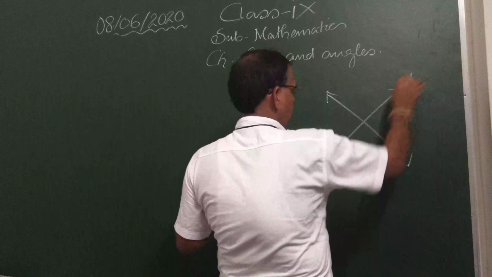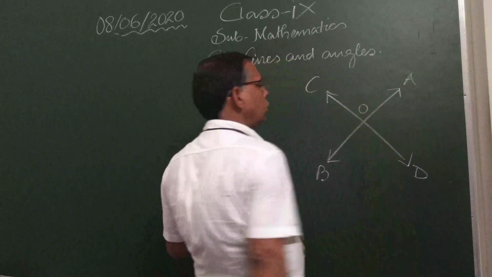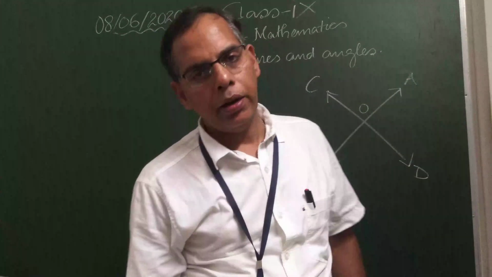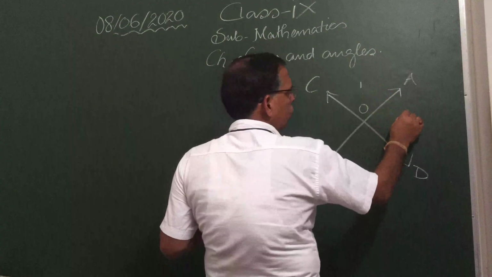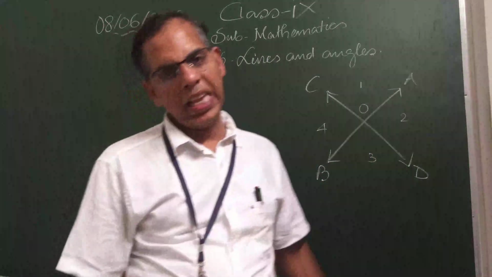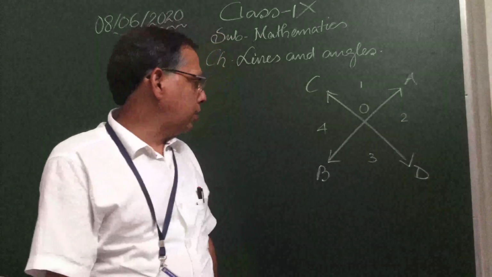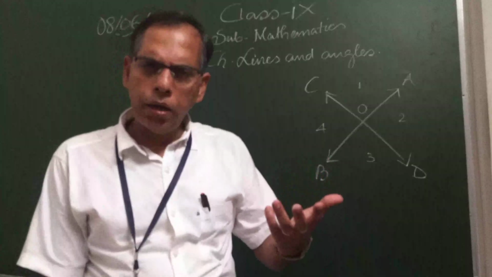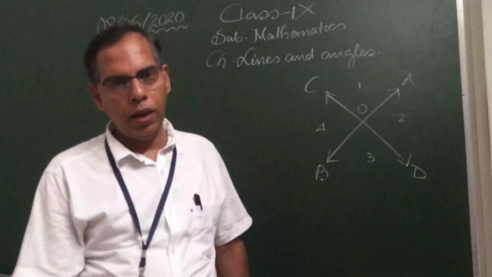See, A, B, C, D, and this is the point of intersection. AB and CD are two rays intersecting each other at O. How many angles? 1, 2, 3, 4. Four angles form, same as in your graph. But the only difference is that it may not be 90 degrees. It may be 90 degrees, no problem, but not necessarily 90 degrees. It may be another measure as well.